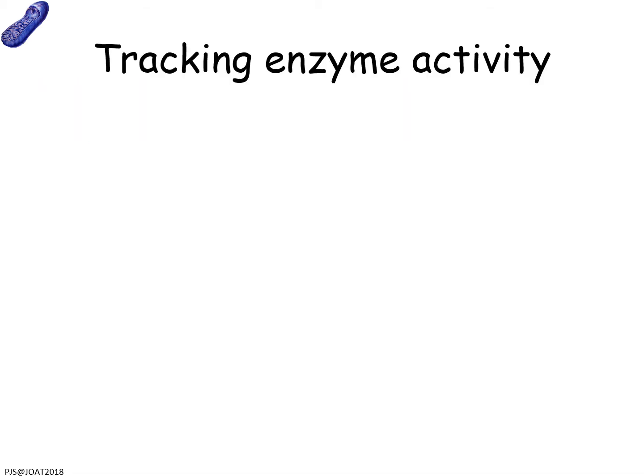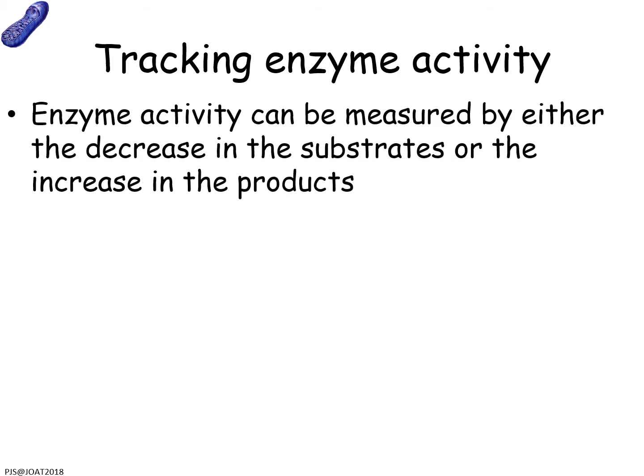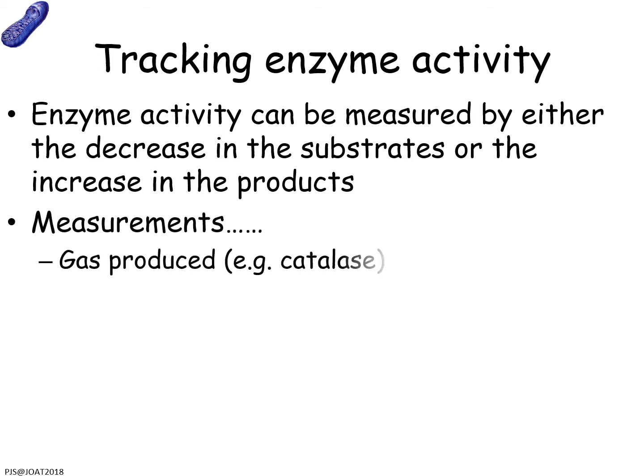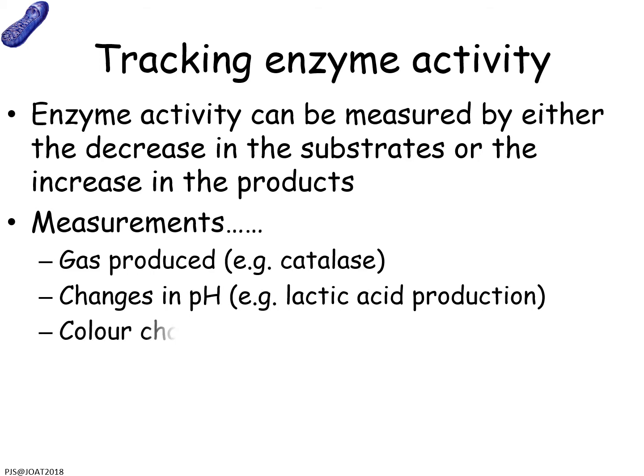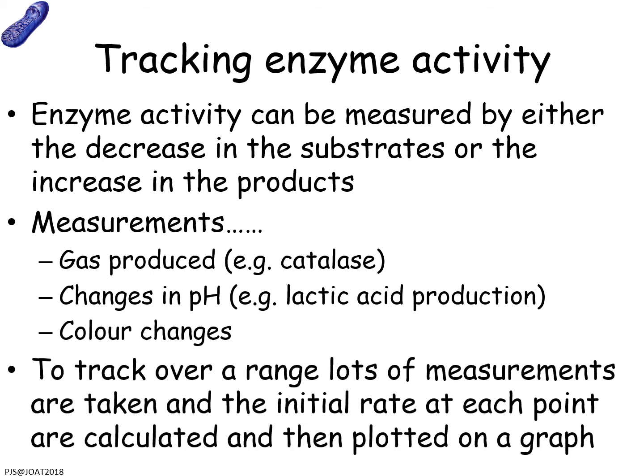So we need to map what's going on, and to map it we need to track the enzyme activity. And we're either going to look at decreasing the substrates or increasing the products. That's obvious. There's lots of things we could do. So we could look at gas production, we could look at pHs, we could look at colour, anything which will give us a range of measurements, and that might decide whether we go for the decrease in the substrates or the increase in the products. You need something that you can actually measure.